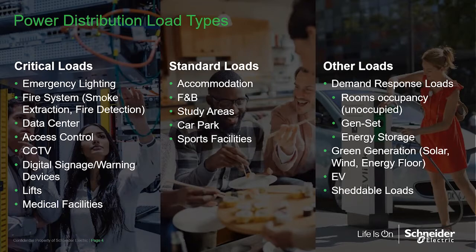These are the loads that need to ensure constant uptime and no disruption. These are the ones that, if they're not working correctly, they could cause major issues both to the occupant's safety, well-being, and also legal issues. You can have severe fines for not having emergency lighting working correctly if there's an incident, etc.